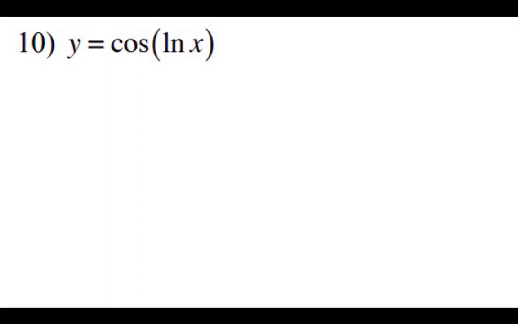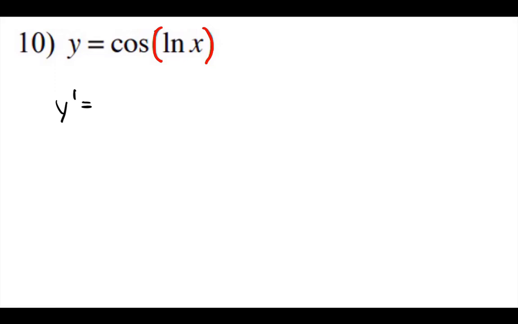This one's not. Be careful here, because if there was an x in between there, absolutely, 100%, that's a product rule problem. But the angle for the cosine is the natural log. So the angle is the natural log, so it's within the cosine. So this one's a chain rule problem.